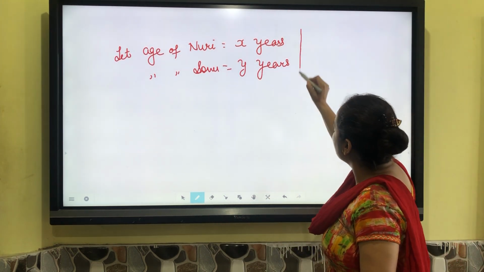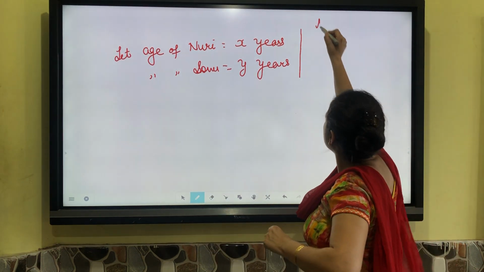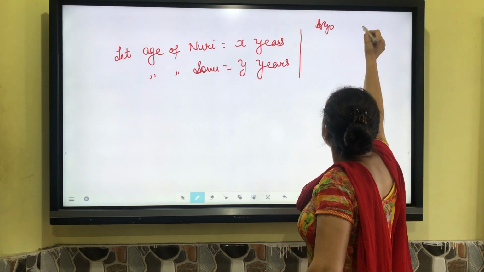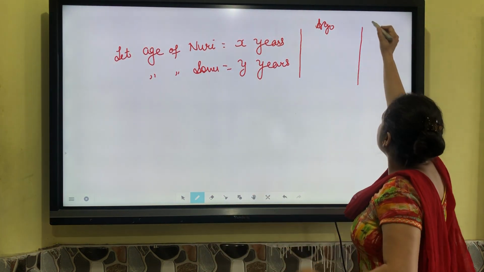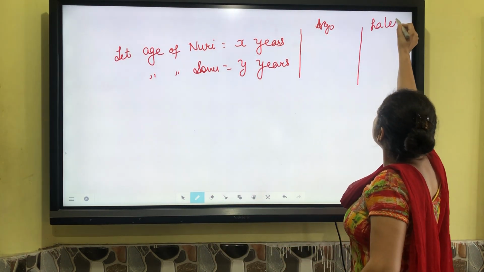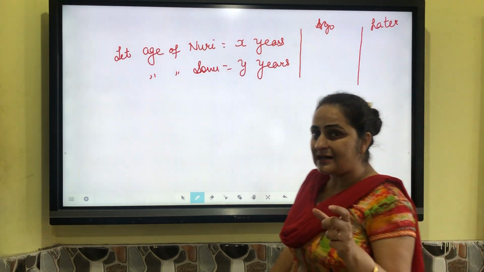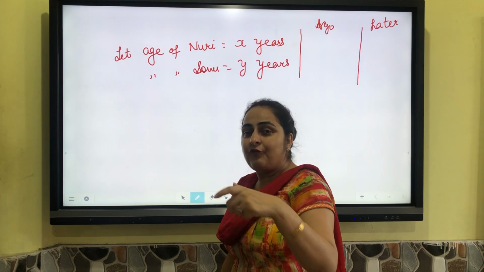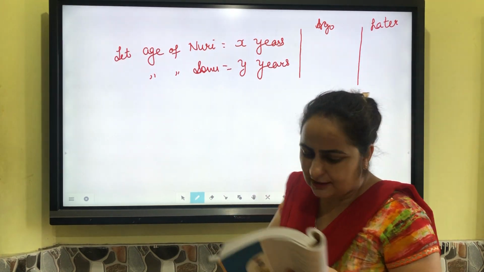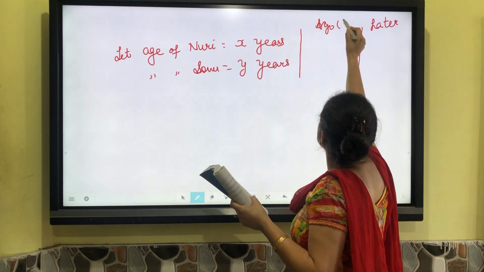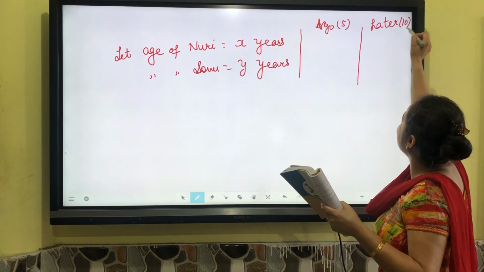Now here one statement depends on ago and the second statement depends upon later. What is the meaning of ago and later? Maybe you all understand. Ago means 5 years back. Here, how many years ago? That is 5 years ago. And later here is 10 years later.